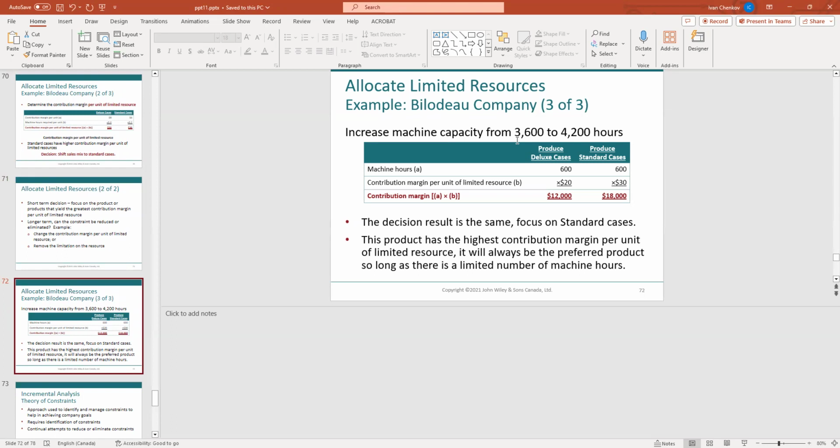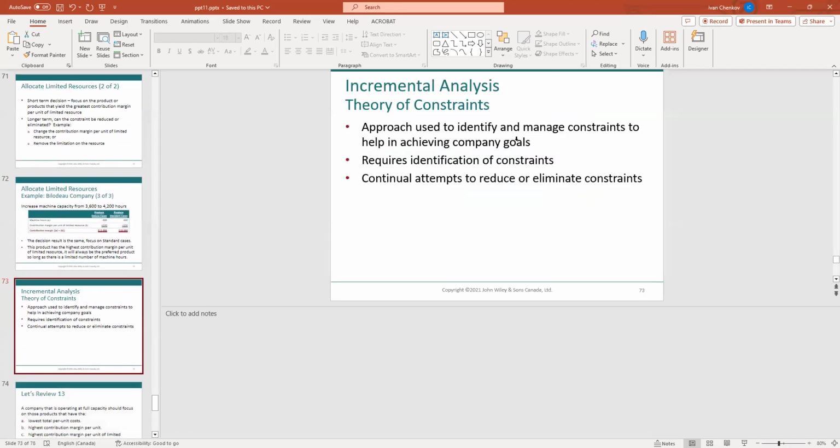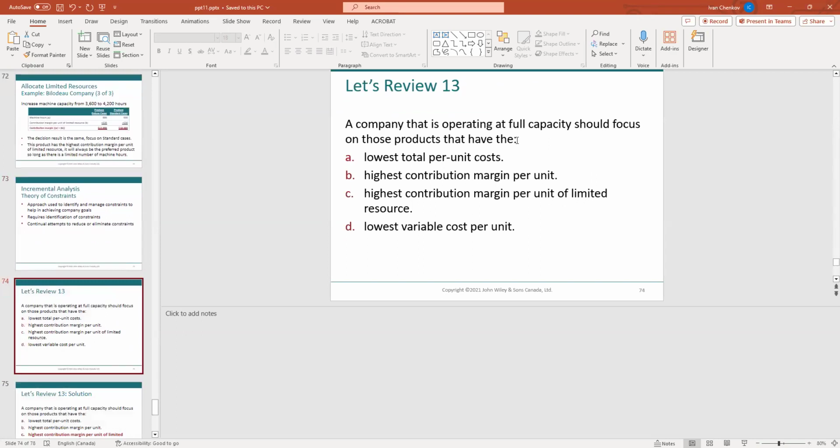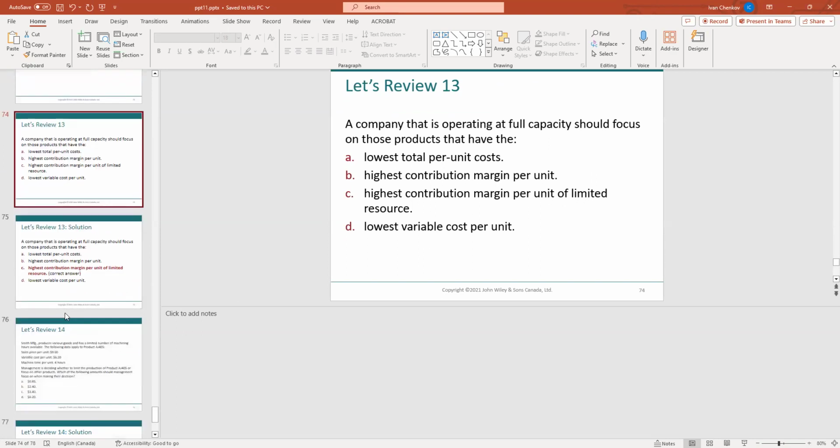If we increase the machine capacity from 3,600 to 4,200 hours, the decision rule here will be the same: focus on the standard cases. Why? Because the standard cases are providing the highest contribution margin. The incremental analysis in theory of constraints approach is used to identify and manage the constraints to help achieve the goal. Let's do this question, and I believe that we are pretty much done with this chapter.